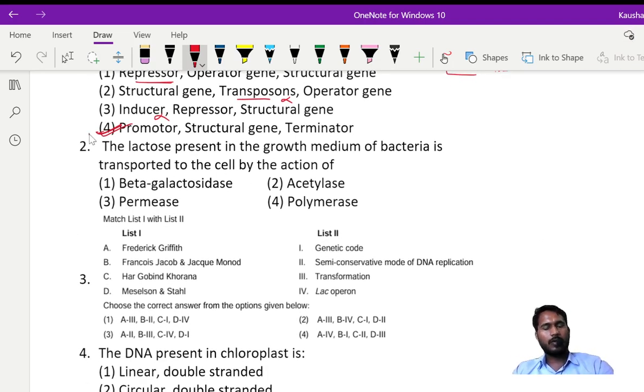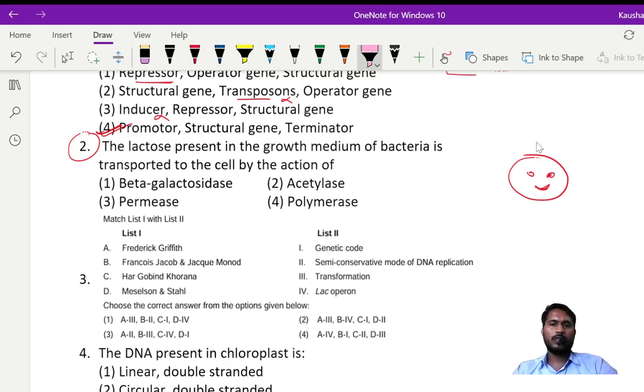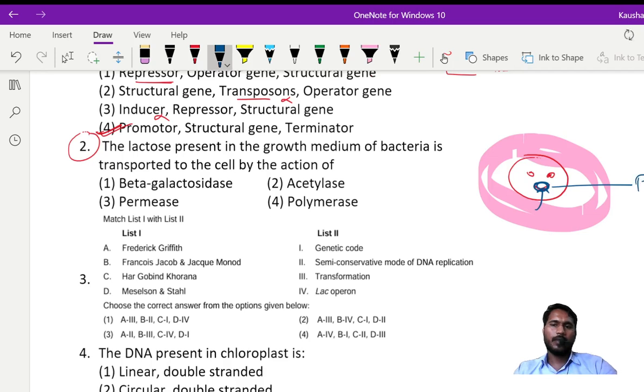Now again, they ask about the lac operon here. Lactose present in the growth medium of a bacteria is transported into the cell. So if the lactose is there, this is a bacterium and it has so much lactose outside. So how will it take this lactose in? It requires one channel, and that channel is produced. That channel is like a mouth, and this channel is produced by the permease. This is the permease channel. So all this will be taken in by the permease.